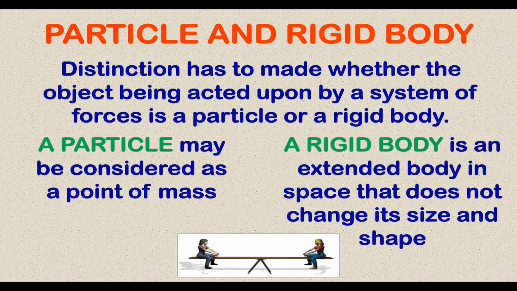Particles and rigid bodies. Okay? The distinction has to be made whether the object being acted upon by a system of forces is a particle or a rigid body. A particle can be considered as a point of mass, all forces acting on it.